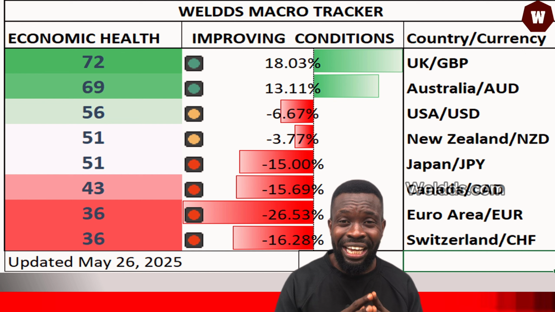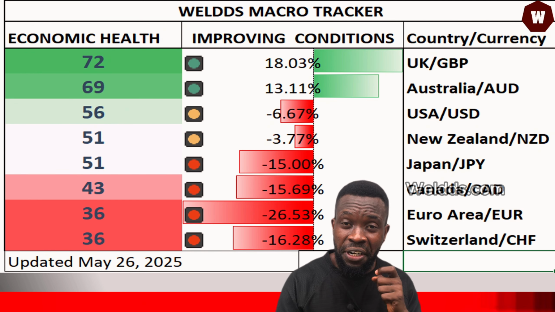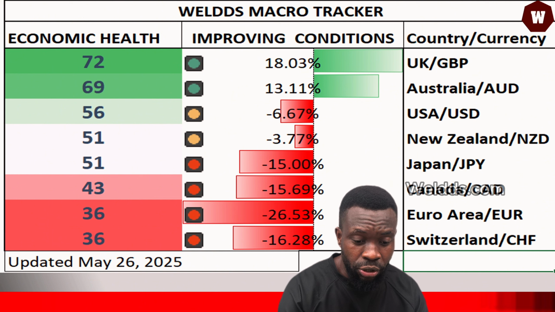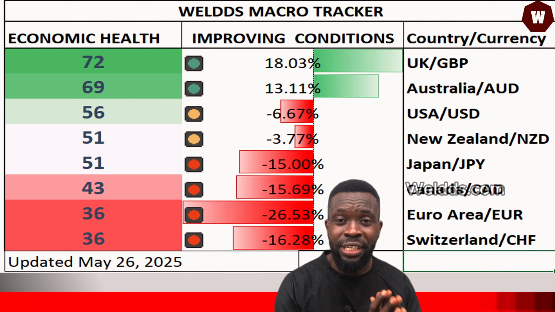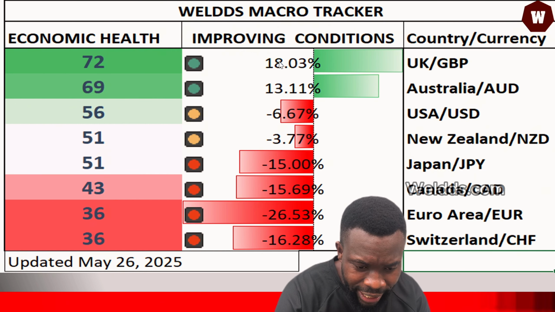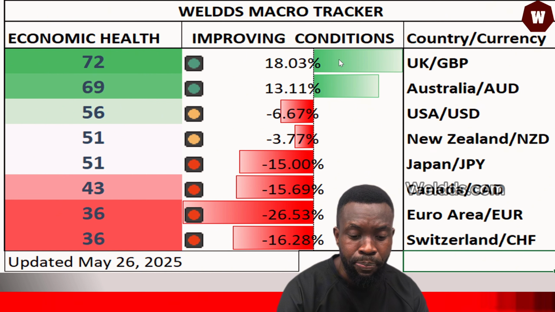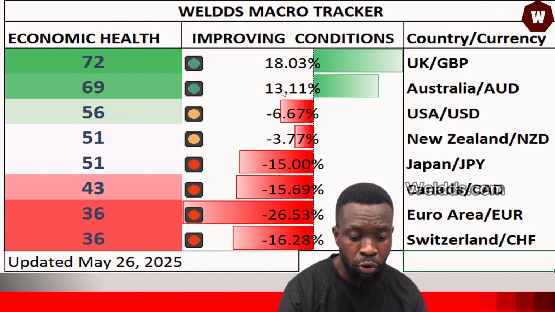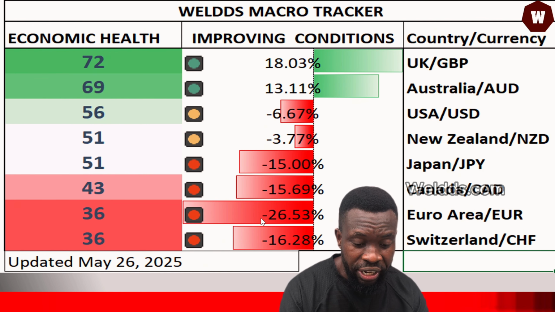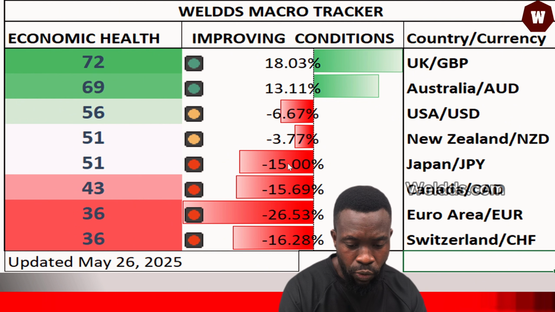Now that does not mean that these economies are entirely weak, but relative to other ones. If you look at this area, it shows the improving conditions, and the improving conditions look at how they are performing now compared to how they did last month. And if you see, the United Kingdom has performed better by 18.03%. It has improved in economic performance, while Australia has improved by 13.11%. US is number 3, but it has declined compared to how it performed last month. While if you look here, the euro area has dropped by 26.53%, while Switzerland has dropped by 11.28%. Canada has dropped as well, while Japan has dropped.